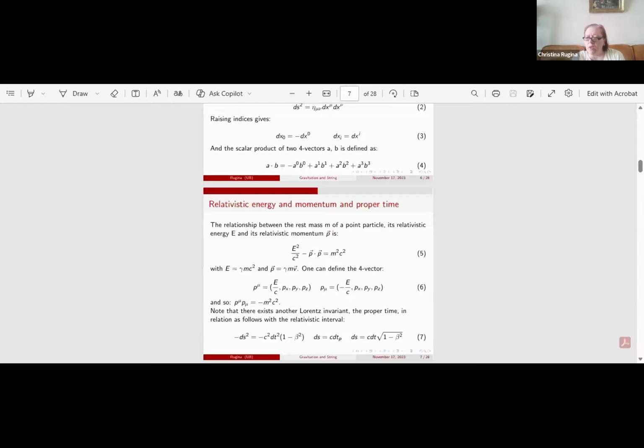You know these things, how to lower and how to raise indices. So that's why you get that minus sign.